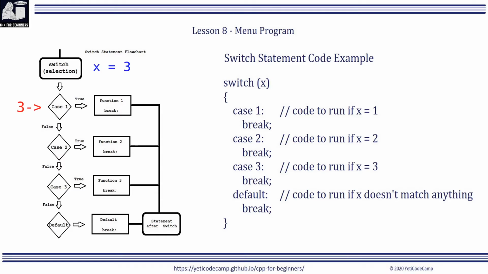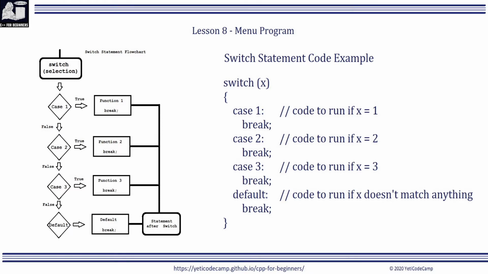Then it's going to drop down to the case 1. So is 3 equal to 1? No. So it's going to drop down to the next one. Does 3 equal 2? No. So it's going to drop down to the case 3. Does 3 equal 3? Yes. So it's going to move over to the right and it's going to perform the function 3. And once it completes that function, it's going to break, which is just going to break it out of the switch selection routine.